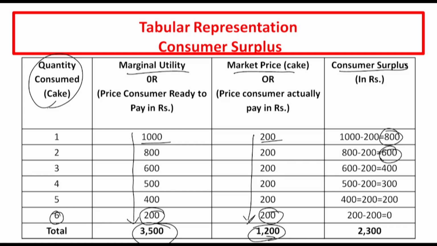So the overall satisfaction the consumer derived from consuming the entire product was 2,300 in terms of money, because this approach is based on the cardinal approach, so you cannot rank. You can only express in terms of money. I have spent this much money and I get a satisfaction of this much. So 2,300 is the consumer surplus for the consumer.